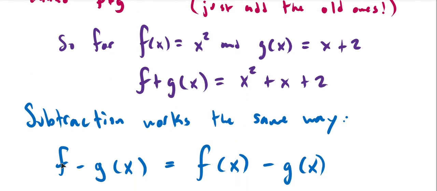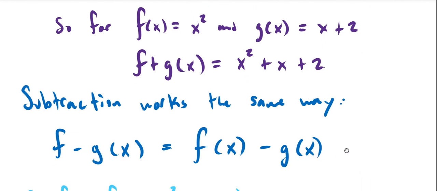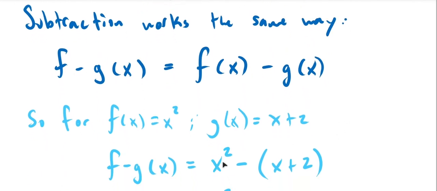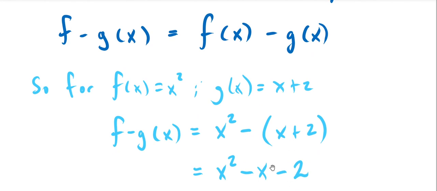Subtraction works the same way. If you want this new function, f minus g of x, that's f of x minus g of x. You take the rules for f of x, x squared. You take the rules for g of x, x plus 2, and you minus the rules for g of x from f of x. We could distribute that minus sign and say this is x squared minus x minus 2.